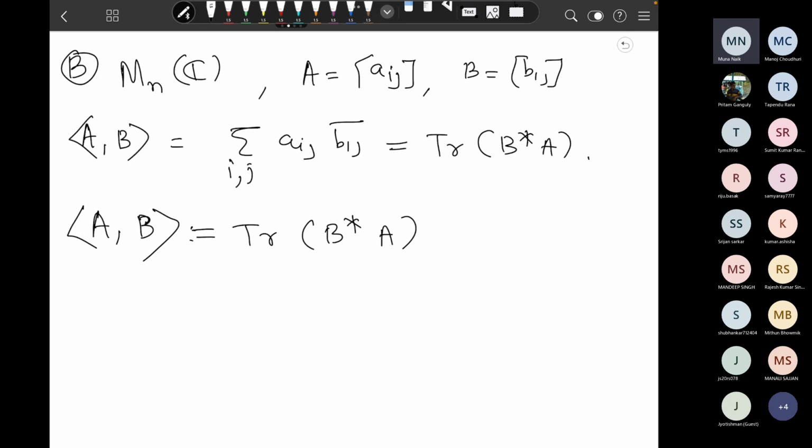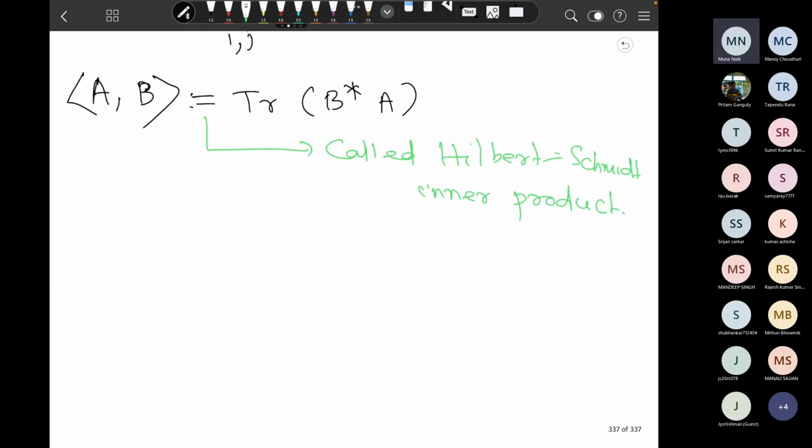So this is called the Hilbert-Schmidt inner product. Okay, so this is really the thing.